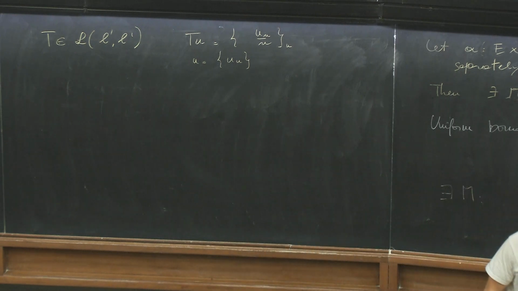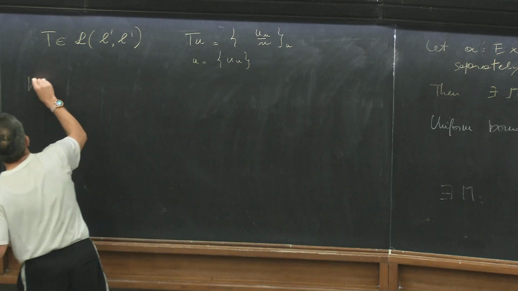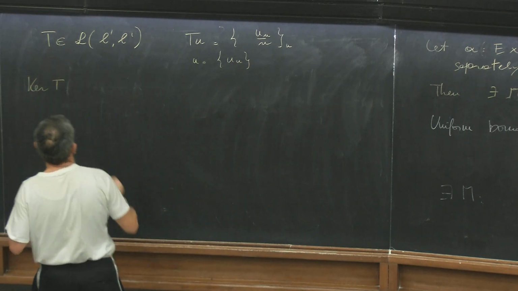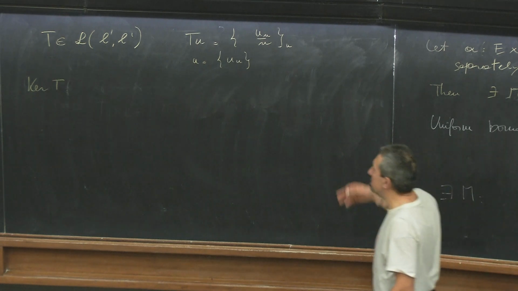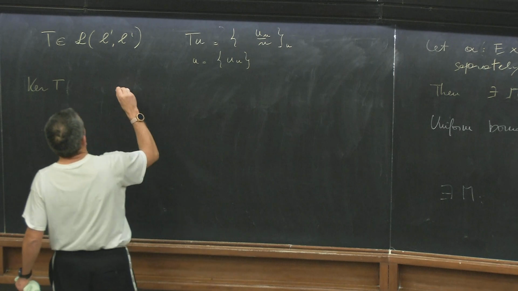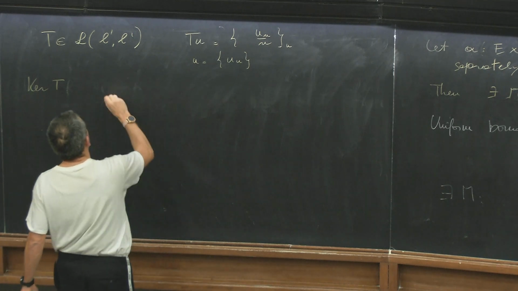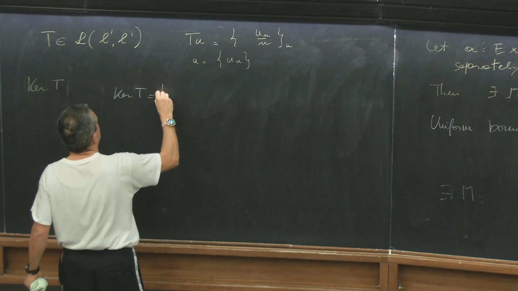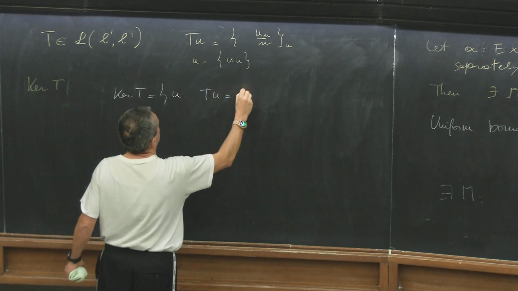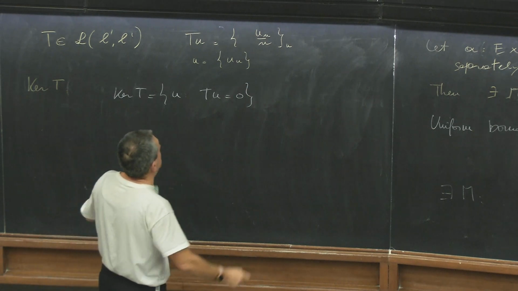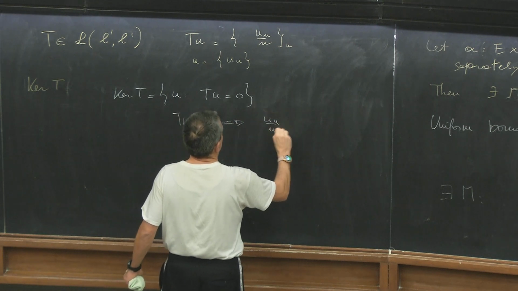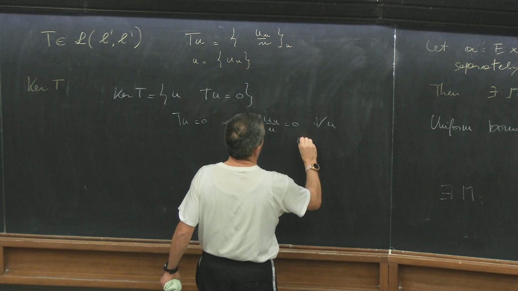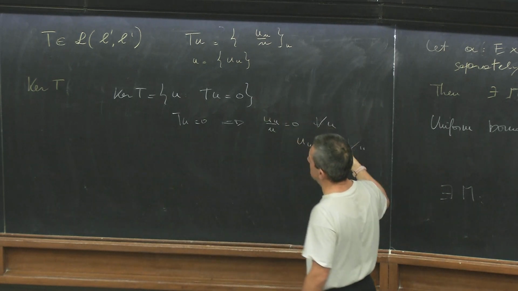So, first question is, what is the kernel? We answered the question. So, what is the kernel? It's injective, because, okay, you have to say the kernel is all the U such that TU equal to 0, and TU equal to 0 means UN over N equal to 0 for all N, so UN equal to 0 for all N, which is U equal to 0.